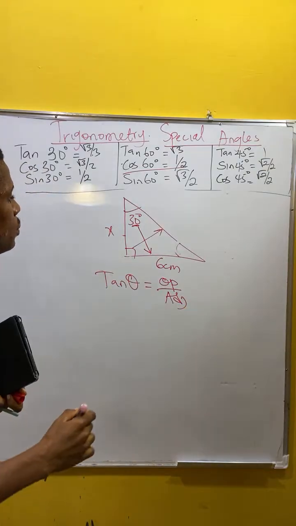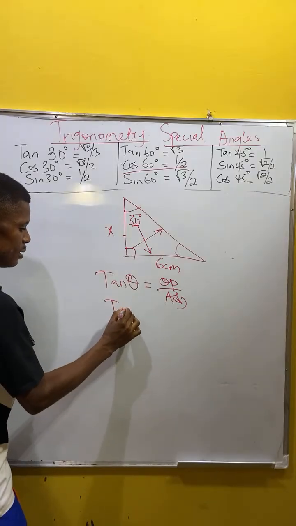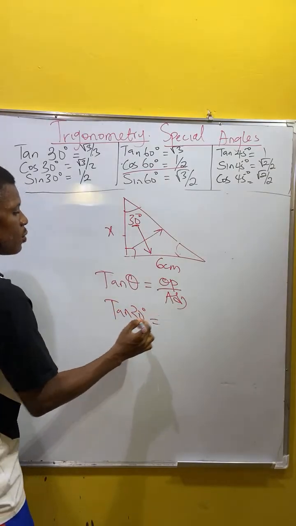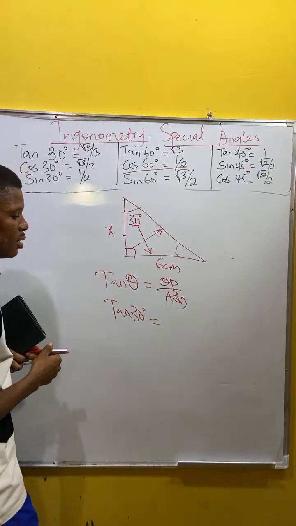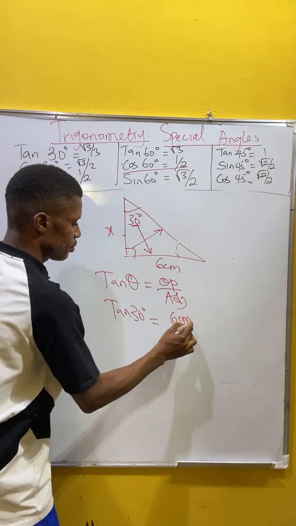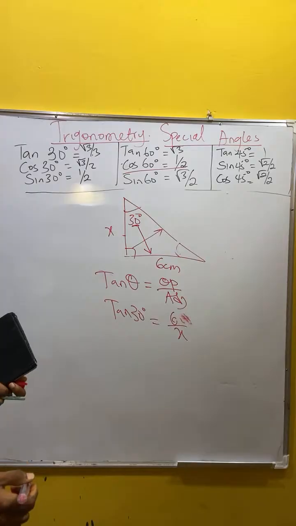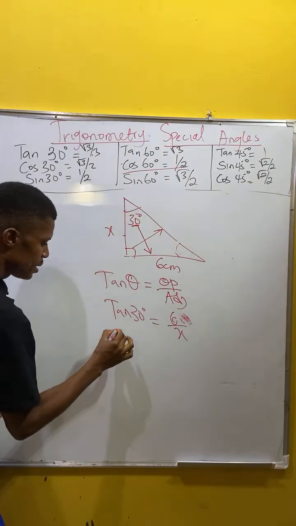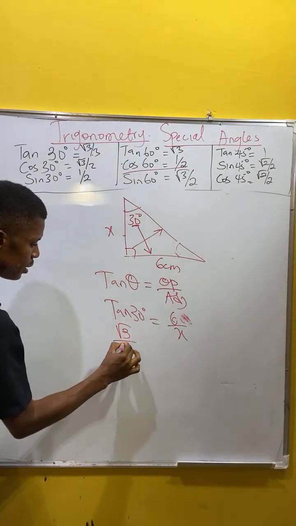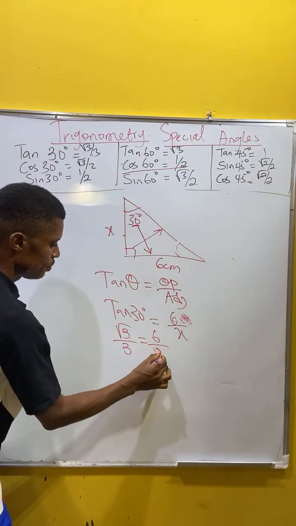So the angle is 30 degrees, right? We have tan 30 degrees is equal to the opposite, which is 6 cm, over x, so 6 over x. What's the value for tan 30? Tan 30 is root 3 over 3. So we can write root 3 over 3 is equal to 6 over x.